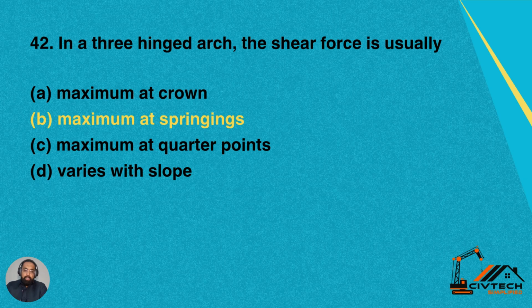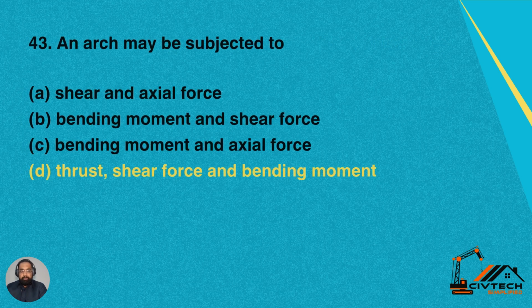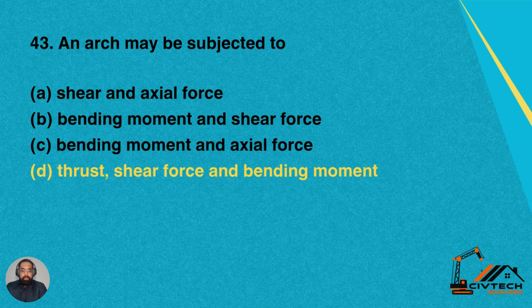Question 42. In a three-hinged arch, the shear force is usually option A, maximum at crown; option B, maximum at springings; option C, maximum at quarter points; option D, varies with slope. So in a three-hinged arch, the shear force is usually maximum at springings. B is the correct option.